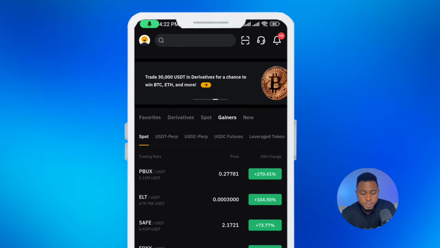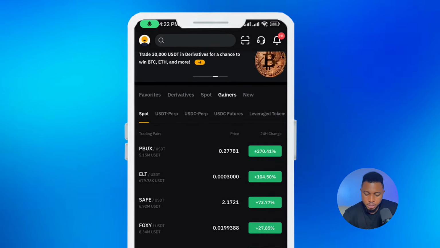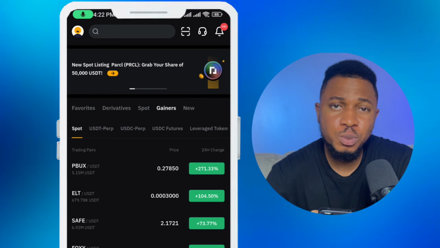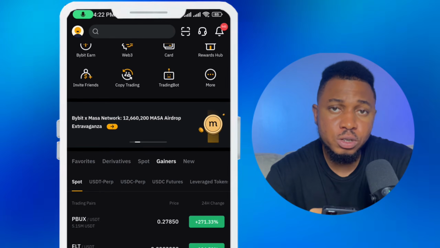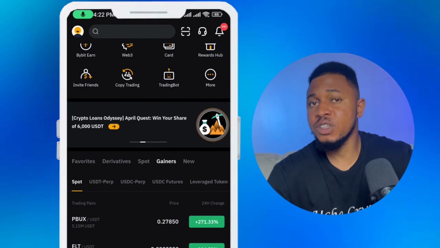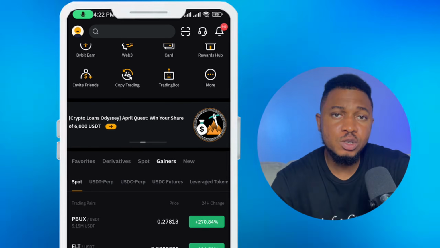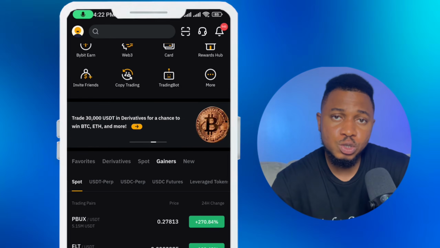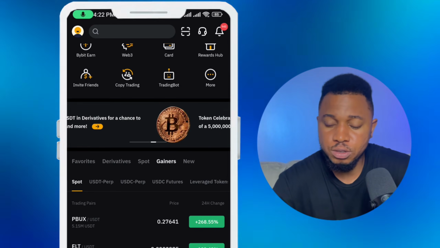Alright, so this is the homepage of Bybit. Before I start spot trading, first you need to deposit money in your account. I actually talked about that in my first video, so I'm going to leave a link to that in the description. If you already know how to deposit money, then you can follow me straight up, but if not, I'll advise you to go watch that video and then come back to this particular video.